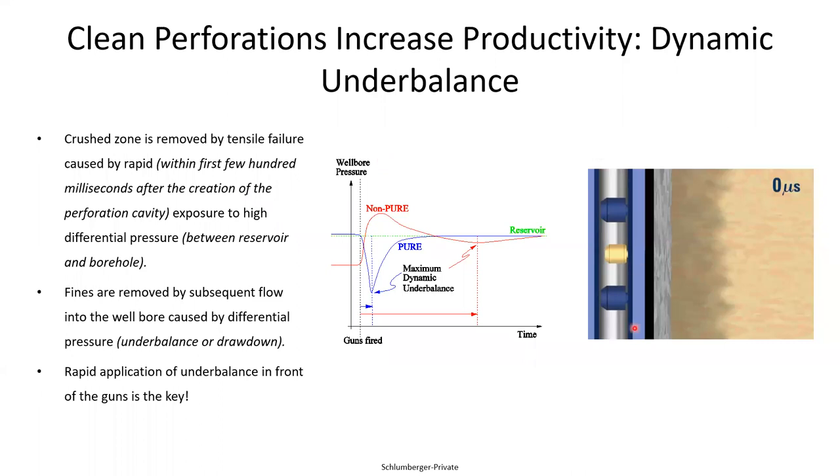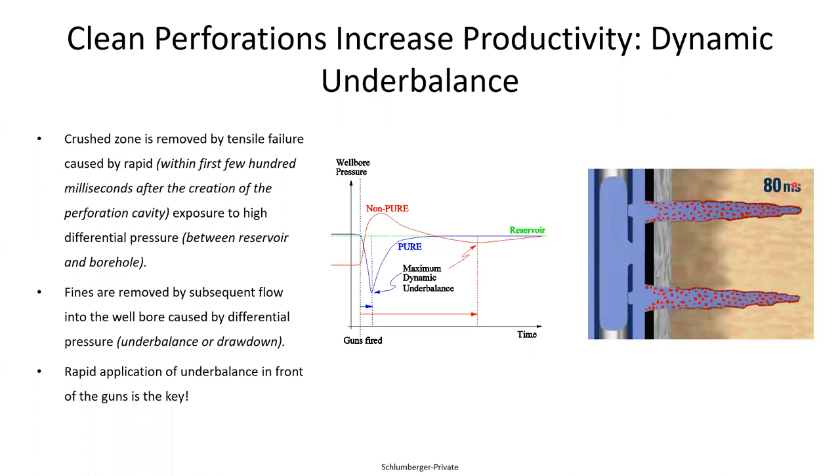We have over here, I'm highlighting here the casing gun. In blue, these are the charges that are going to open the tunnel in the rock. And over here in yellow, I have these small charges that will only open the carrier to the wellbore. So in this case, what will happen is that I will show you here the animation. I am opening the tunnel. This is happening very fast, in a matter of microseconds. And at the same time, I'm opening the gun.